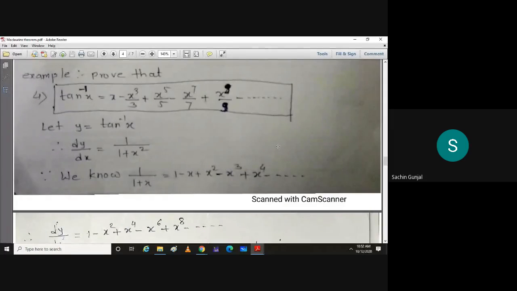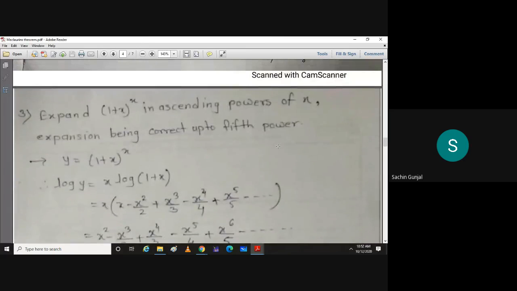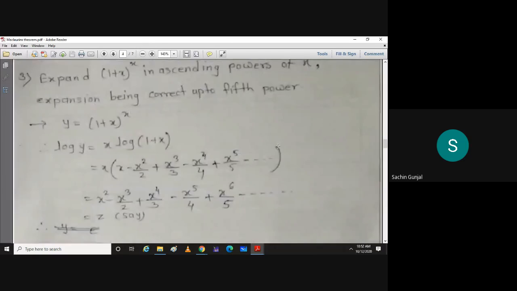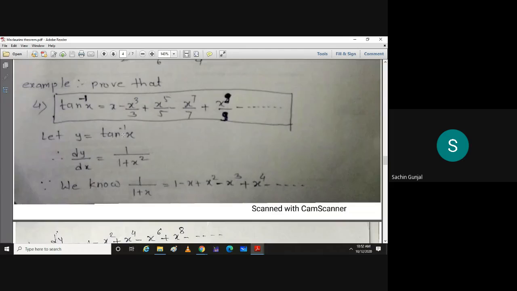Then we used them to expand some functions like 1 plus x raised to x, or under root 1 plus sin x, and so on. And lastly we considered this problem, the expansion of tan inverse x.